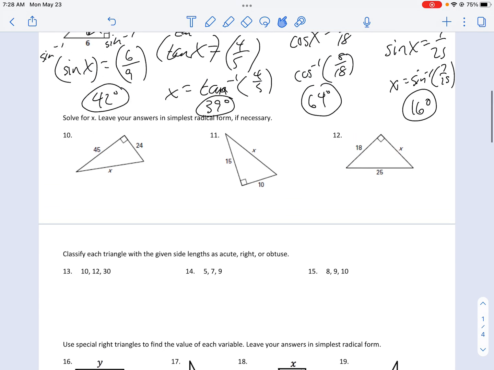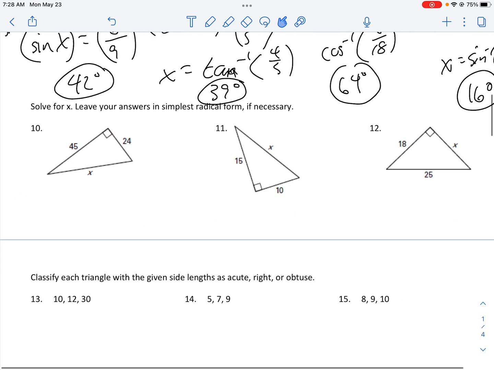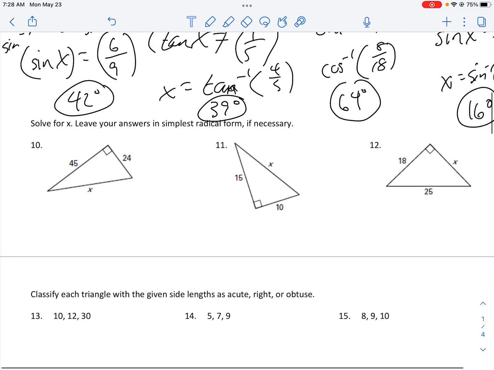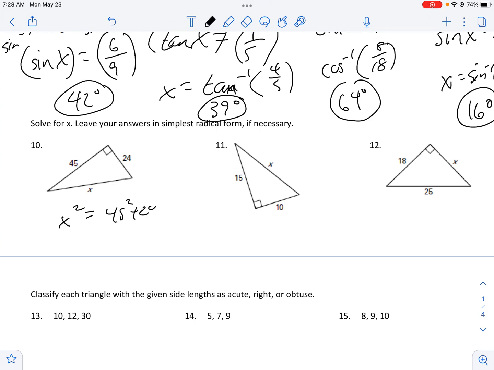And we just keep solving. But this time, we don't have a theta, but we do have a right triangle. So, Pythagorean theorem. You didn't think we were done with that, did you? Then whatever this is, take the square root, x is 51.